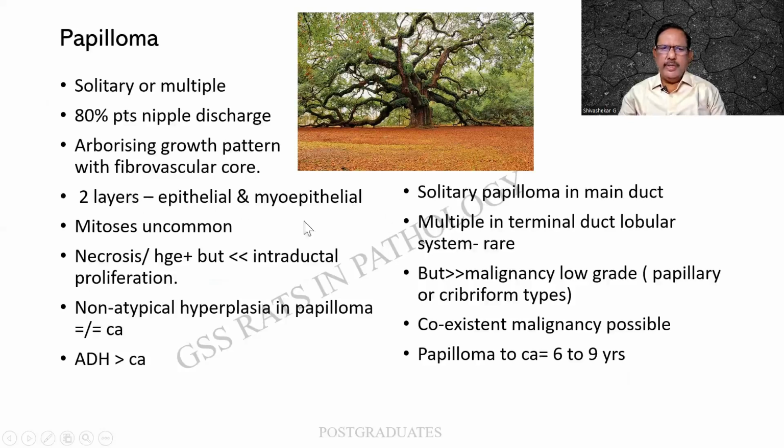However, two layers will be there, the epithelial and the myoepithelial. Mitosis, pleomorphism, necrosis are all not that common. There won't be much atypical hyperplasia, but it may be present. And if there is an atypical ductal hyperplasia, there is a greater chance of a malignancy. Solitary papilloma occurs in the main duct, while multiple papillomas can occur in the terminal ducts and ductules. So there is a coexistent malignancy, papilloma to carcinoma.